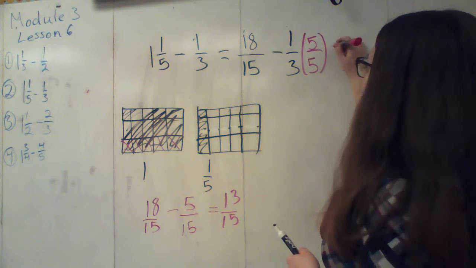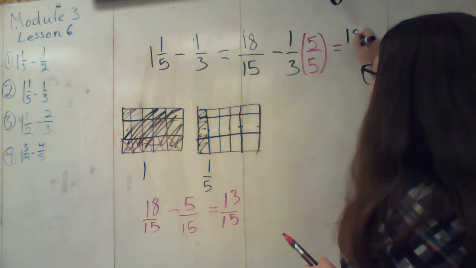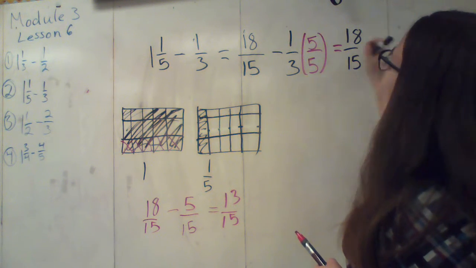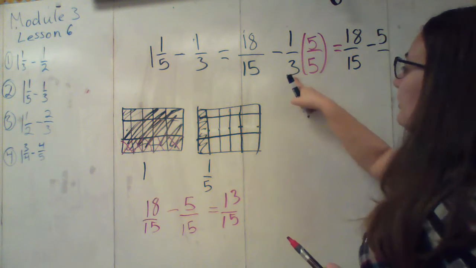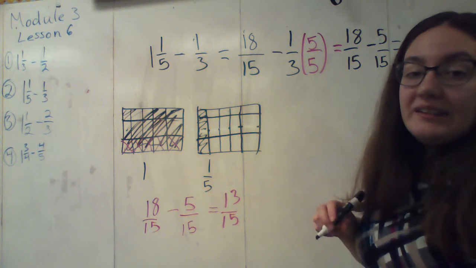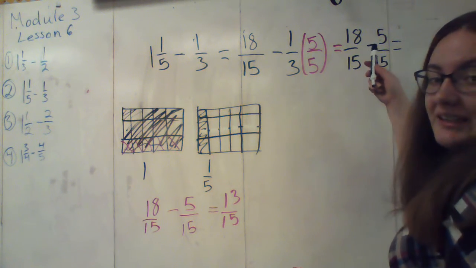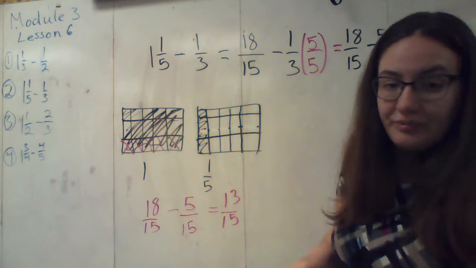So I am going to then write my new equal sign, and I'll write my new problem. So I'll rewrite 18/15 minus 1 times 5 is 5. 3 times 5 is 15. And now I can subtract 18 minus 5 is 13 out of 15.